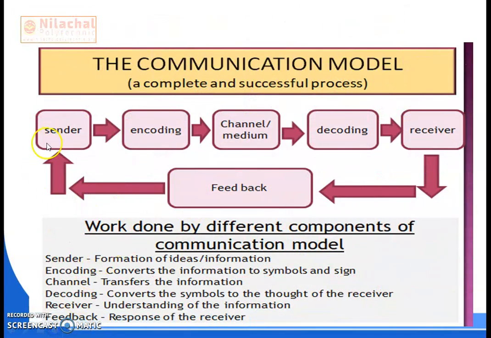Now coming to the communication process. How does the communication process take place, whether with an electronic device, face-to-face communication, or any online communication? These are the different components or elements which play an important role in the communication process. First is sender, encoding, channel, decoding, receiver, feedback. So these are the 6 components that play an important role in any communication process.